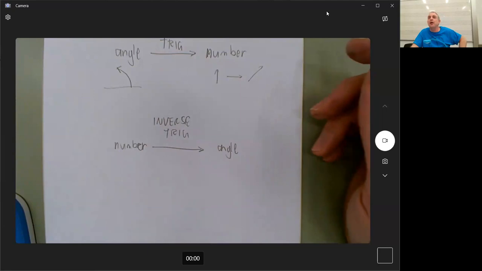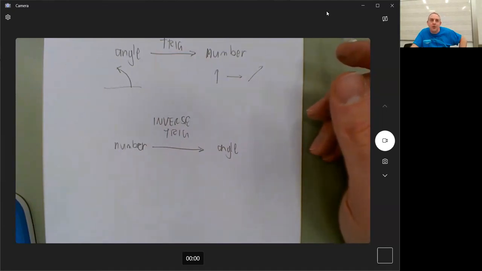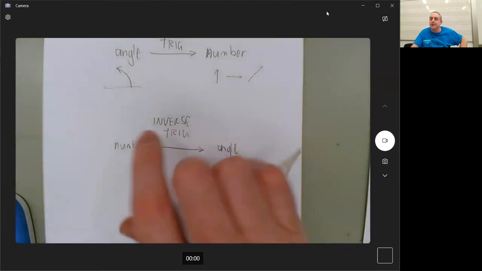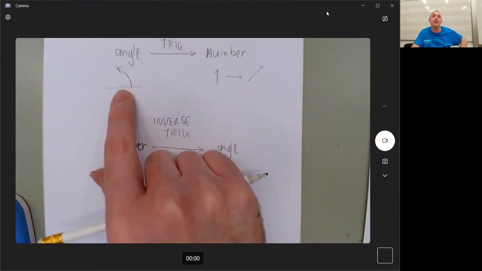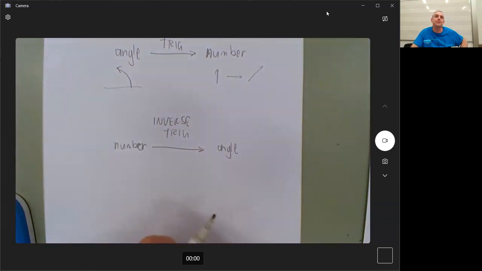The reason that people like to call them arc sine and arc cos and arc tan is because the answer for them is a length of arc. The word arc means part of a circle. For example, in French, the word for rainbow is arc-en-ciel, meaning arc in the sky. So that's why they're called arc things.